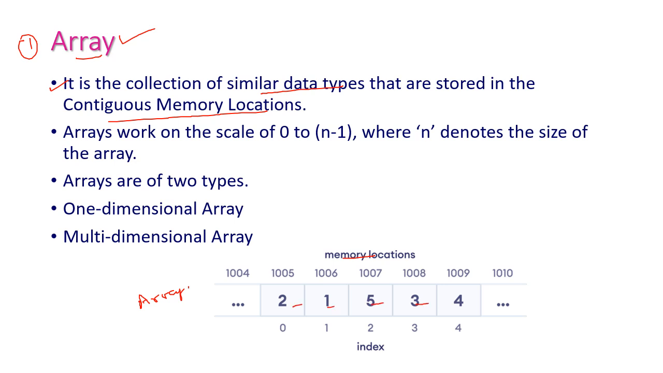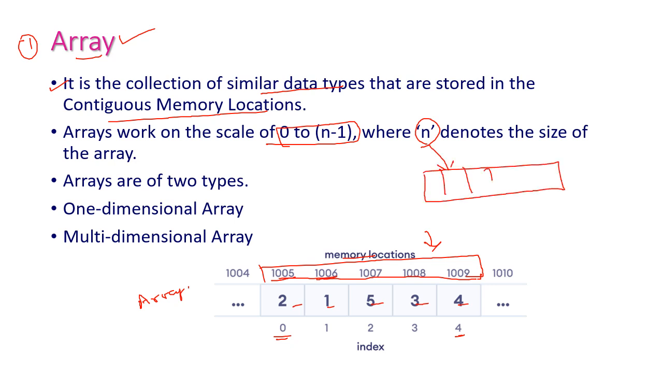2, 1, 5, 3, 4 are stored in the memory locations. So the address of 2 is 1005. The address of 1 is 1006. Likewise, continuously the data will be stored. That is, a sequence of memory locations will be reserved for this array. Here the array index starts from 0 and ends at n minus 1. That is, n number of data will be stored in continuous memory locations. So how many data will be stored in an array? N number of data will be stored here.